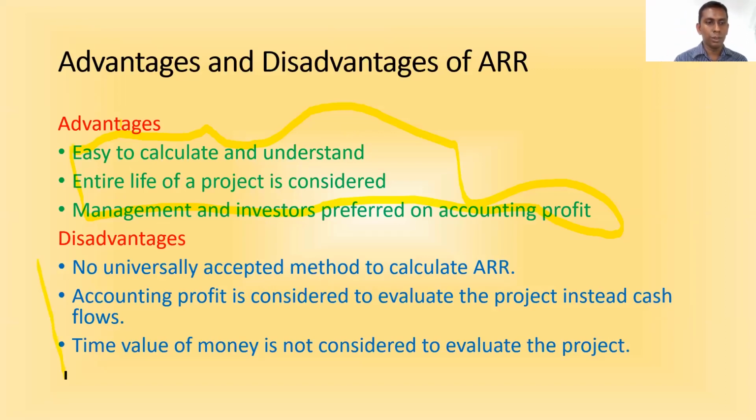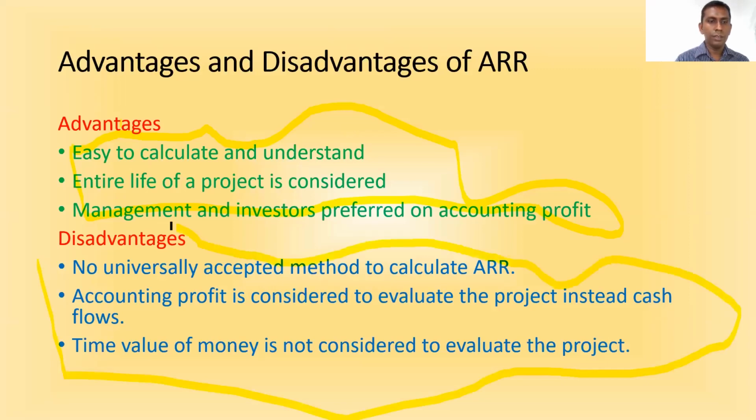This is also clear for you. Look at it. Disadvantages. There is no universally accepted method to calculate ARR. It's okay because, as you can remember, my dear students, previously we calculated ARR based on two different methods: initial investment and average investment. Two different methods produce two different results. Therefore, we have to take a different kind of decision based on the different method.